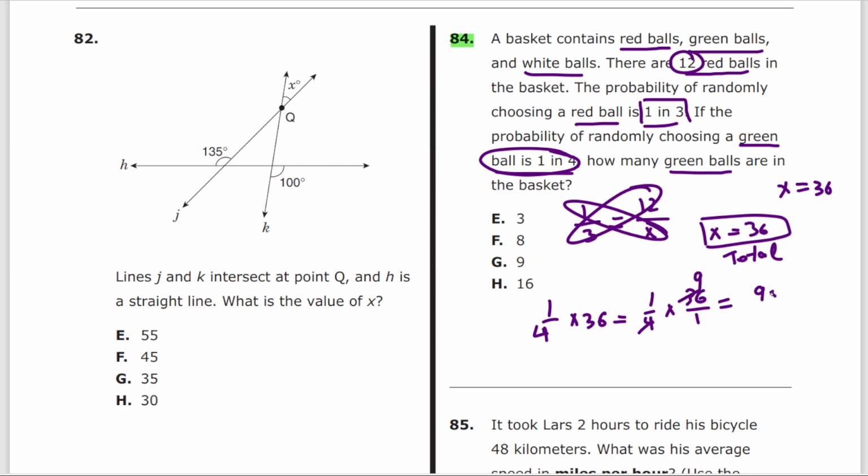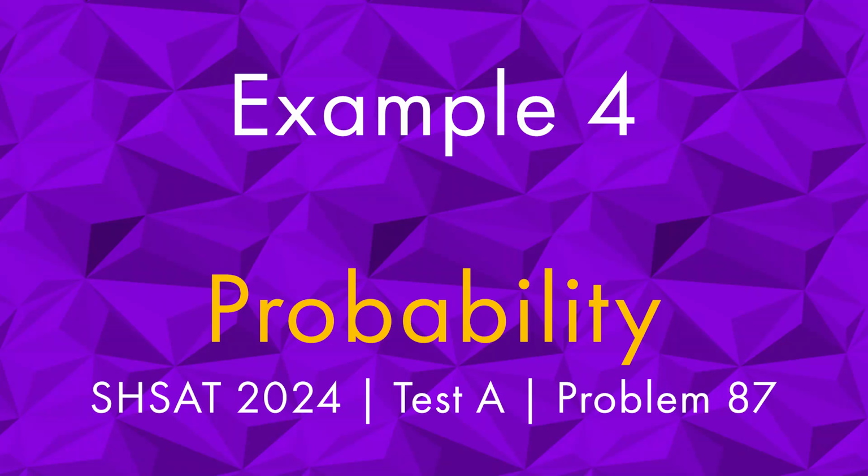The answer is just 9 times 1/1. It's all out. The answer is just 9. G. The next example is problem 87 from test A, SHSAT 2024.